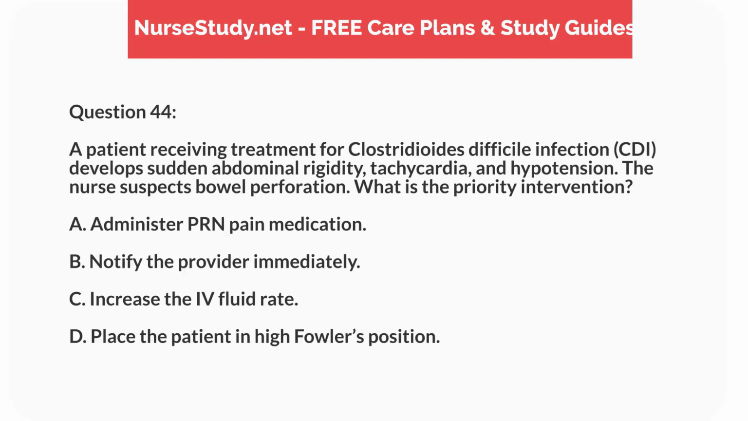Question 44. A patient receiving treatment for Clostridioides difficile infection, CDI, develops sudden abdominal rigidity, tachycardia, and hypotension. The nurse suspects bowel perforation. What is the priority intervention? A. Administer PRN pain medication. B. Notify the provider immediately. C. Increase the IV fluid rate. D. Place the patient in high Fowler's position.